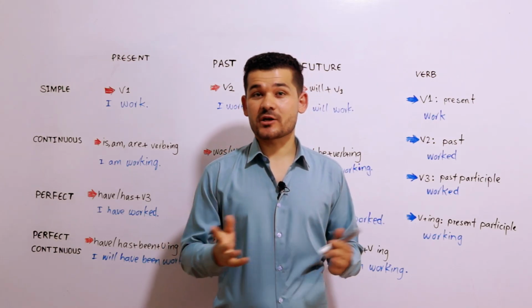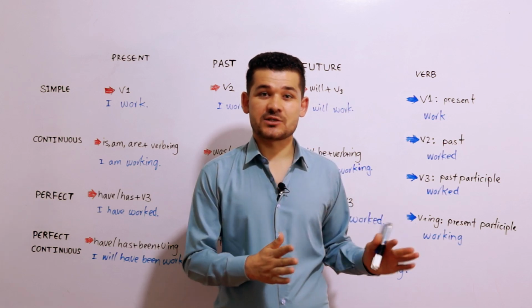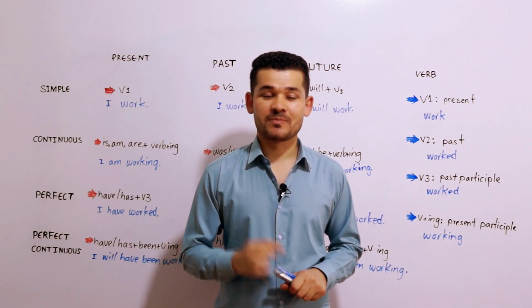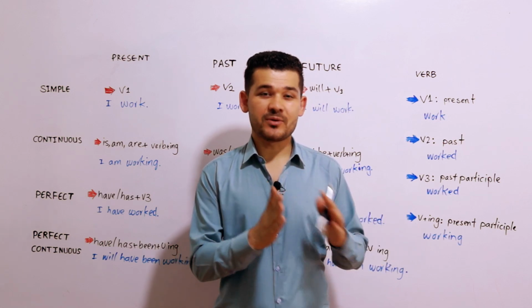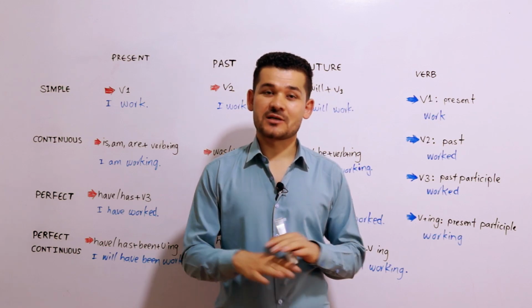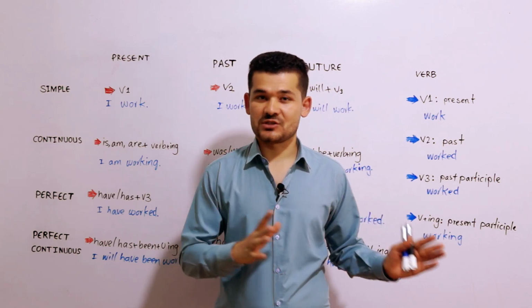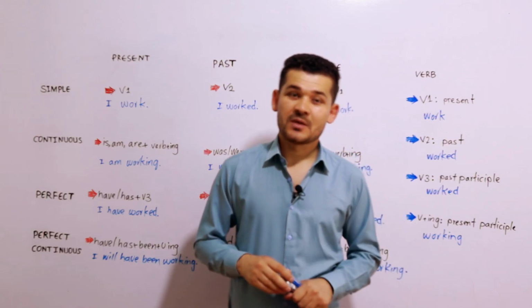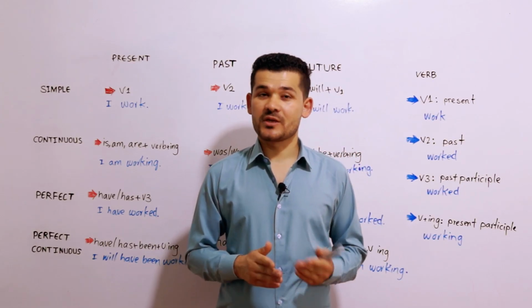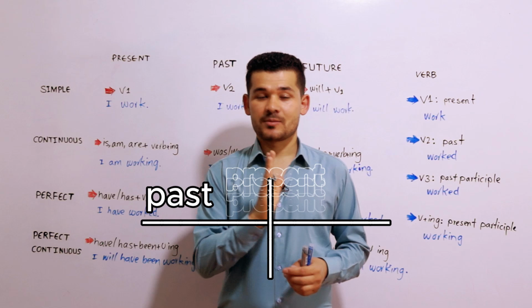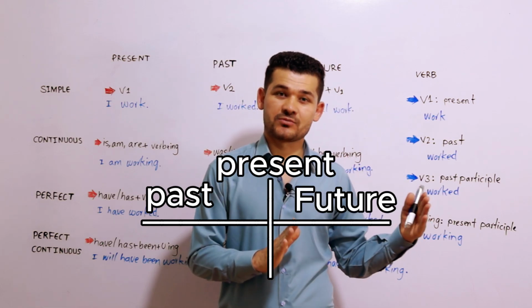In this lesson we're going to study all the 12 tenses that we have in the English language. I'm going to teach you step by step so that you can make examples in all these tenses. Let's get started. So first we have 3 times: past, present and future.